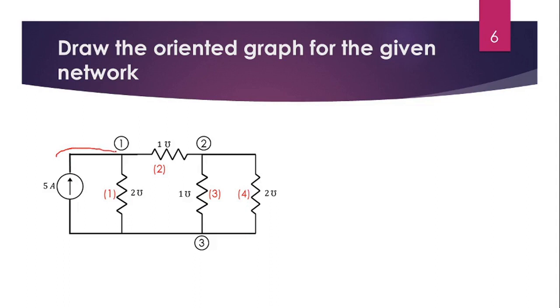Branch 1, understand, has a shunt current source. That means a practical current source is nothing but branch 1 overall. This is branch 2, branch 3, and branch 4.